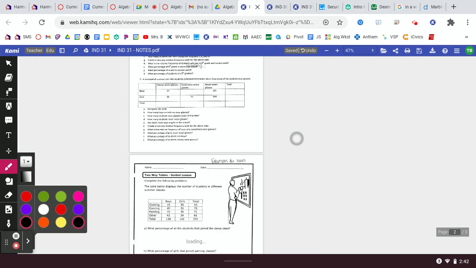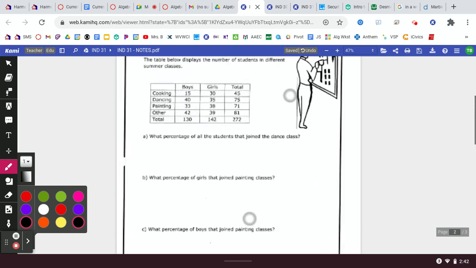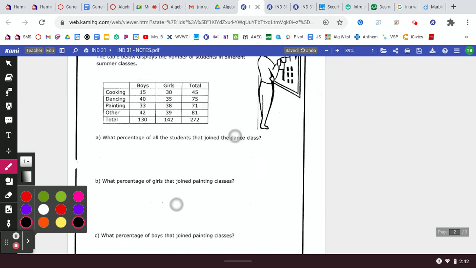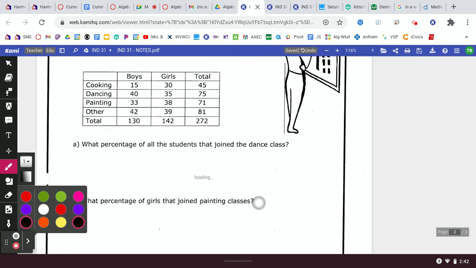There is a backside to your notes, just really quickly so that you have it filled in, but I'm just going to tell you what it is really fast. So again, it's the of over the smaller group. So if you look at A, it's what percentage of all students? Well, my all students is that 272. What percentage of all students joined dance class? Well, I look at my dancing students. Of all my students, 75 of them joined dance. Somebody want to punch that in and tell me what it is?